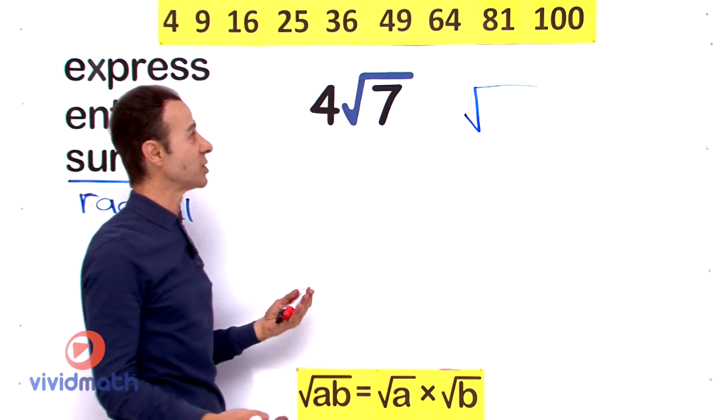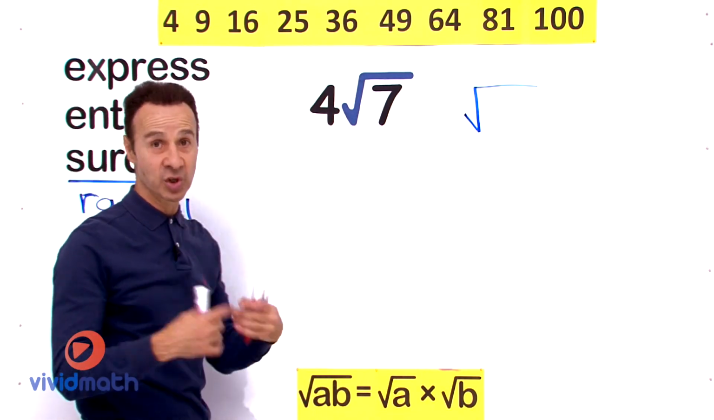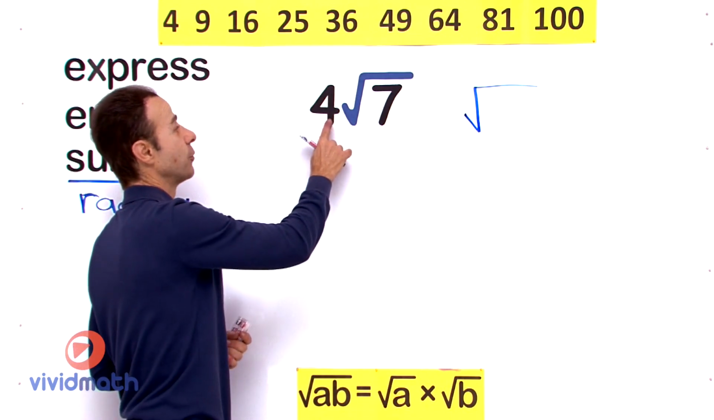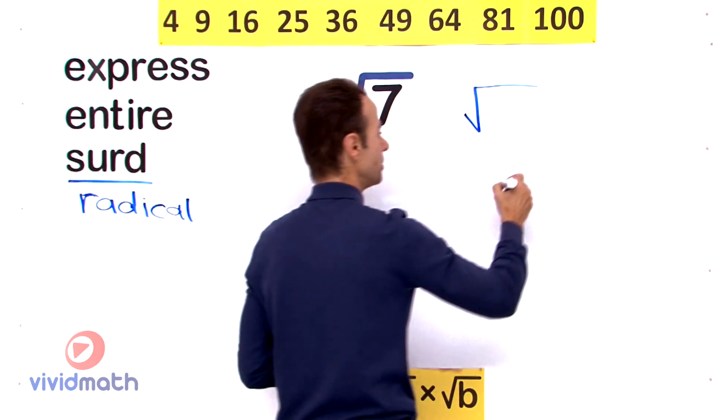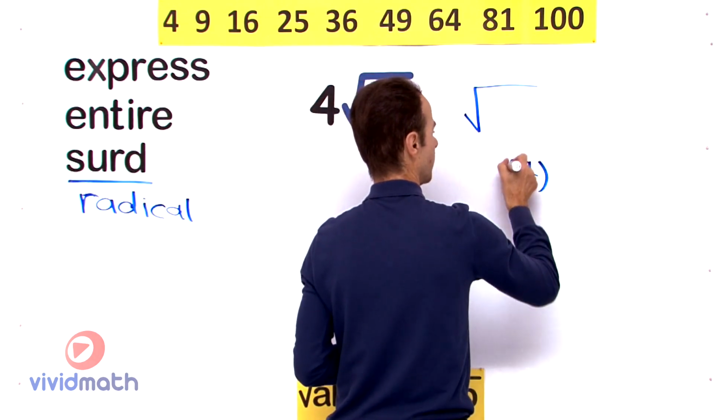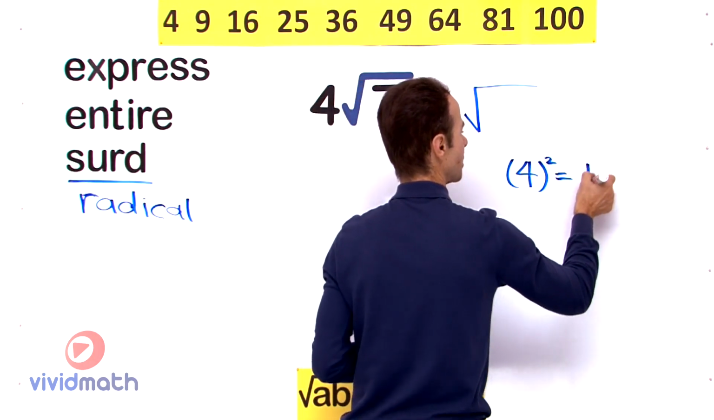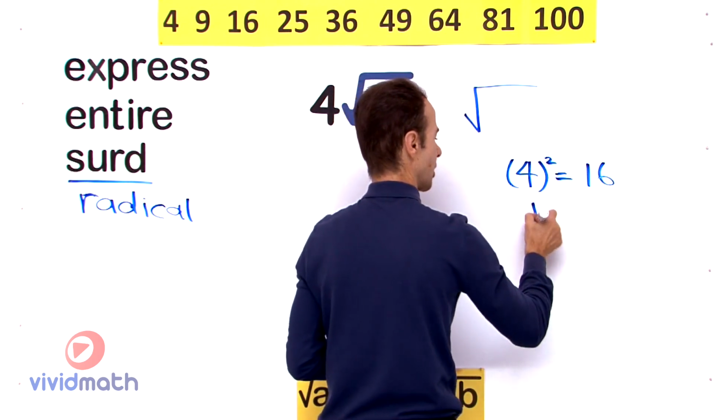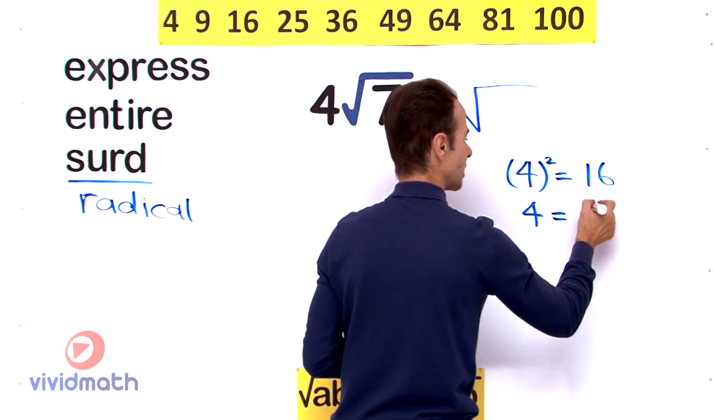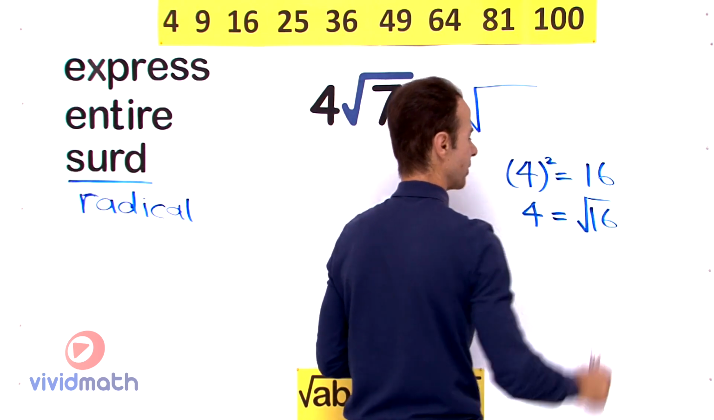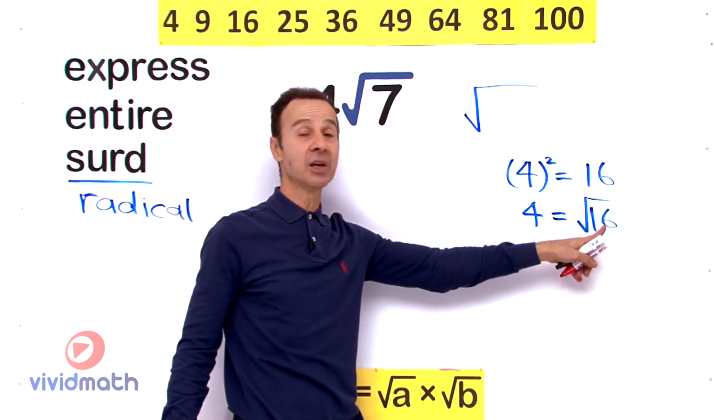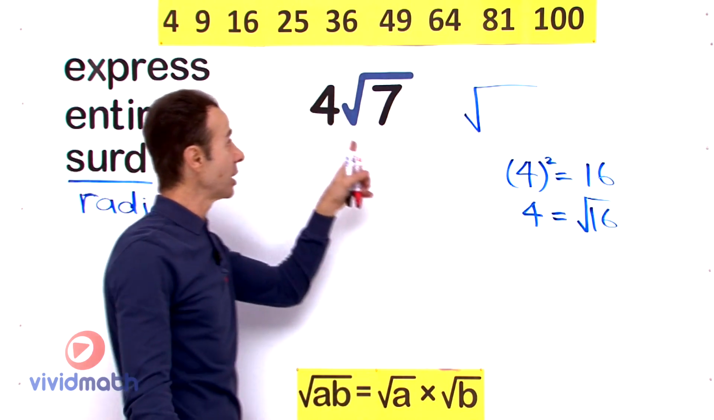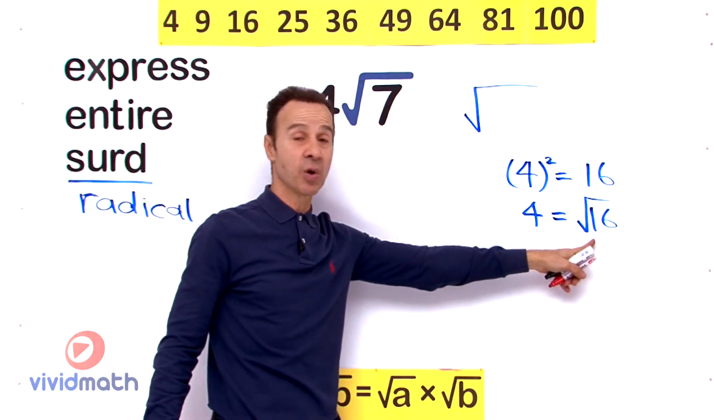So what two numbers? Well, one of them's got to be a squared number. We've got to square it, which is the 4. And if we square that, we can then put a house on top of it. Because if I square 4, 4 squared equals 16, right? So 4 is equivalent to the square root of 16, because the square root of 16 is 4. So we can replace that 4 with the square root of 16.